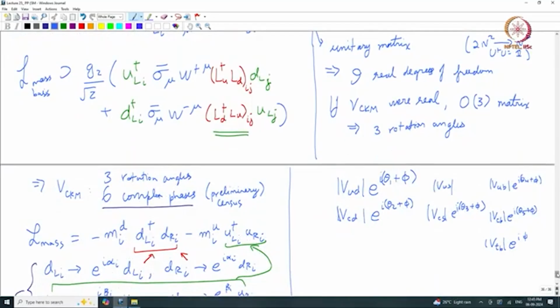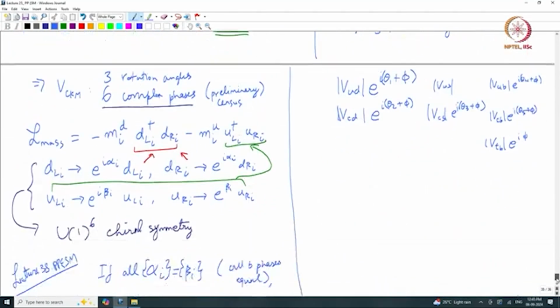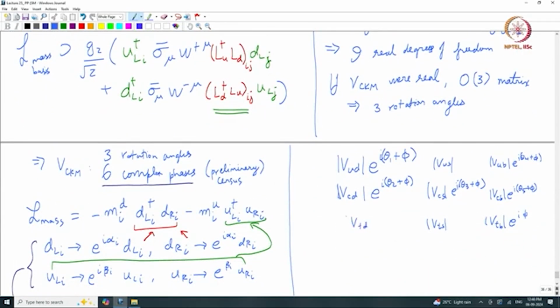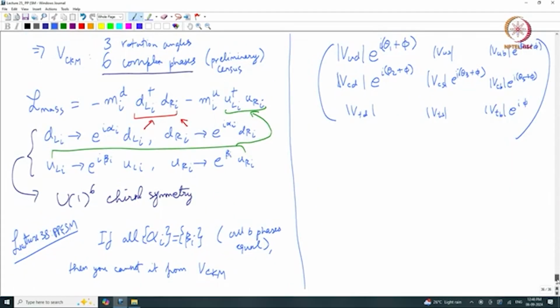So VUS, VTS, and finally what should this be? VTD, okay. So, these are the 6 phases I begin with in the CKM matrix, alright.